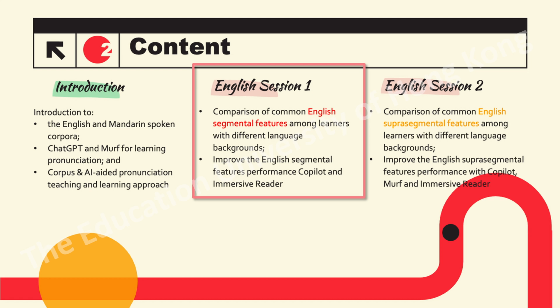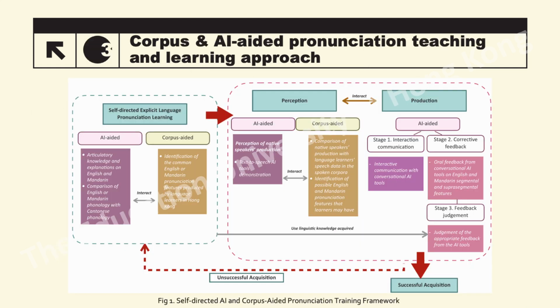In this session, you will learn how to compare common English segmental features among learners with different language backgrounds with our corpus, and improve English segmental features performance with conversational AI, Copilot, and the automatic speech recognition AI, Immersive Reader. This is the corpus and AI-aided pronunciation teaching and learning approach that we proposed.